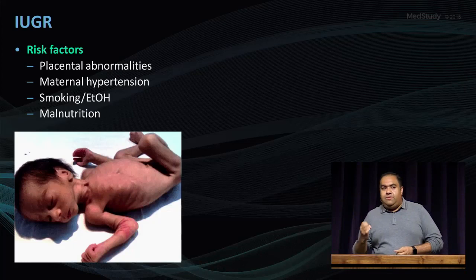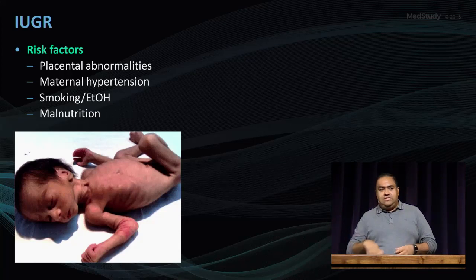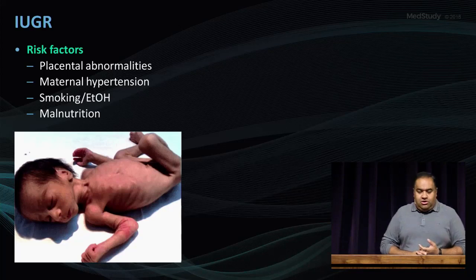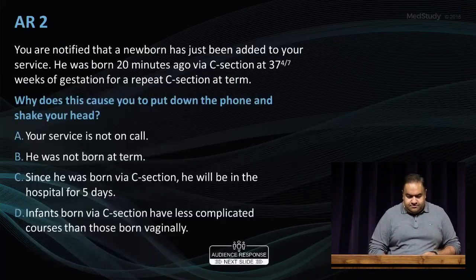So placental abnormalities, maternal hypertension. Remember, if there's constriction of those vessels, and we'll go over this in more detail when I show you about the placenta, that constriction causes a restriction of blood flow, and that restriction of blood flow will limit the amount of nutrients that are going. Smoking or alcohol use and malnutrition.